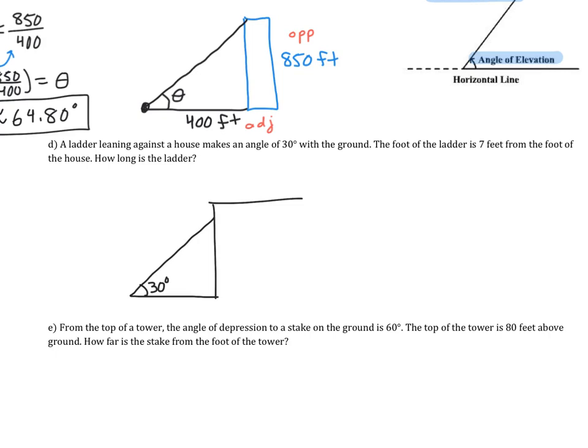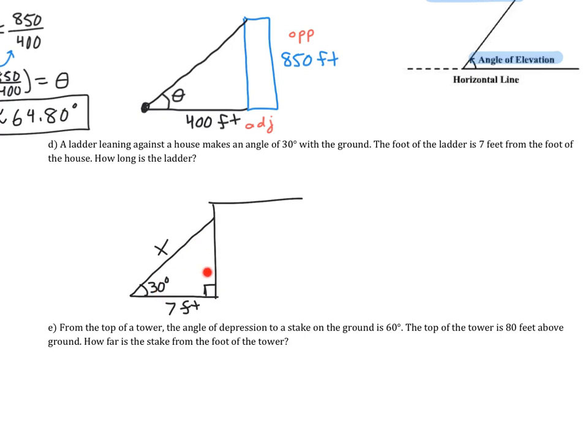The foot of the ladder, which is the bottom of the ladder, is 7 feet from the foot of the house. So they're telling us that this distance is 7 feet. And they want to know how long is the ladder. So they want this length. And again, we're going to assume that the house is perfectly vertical. So again, look at what we have.